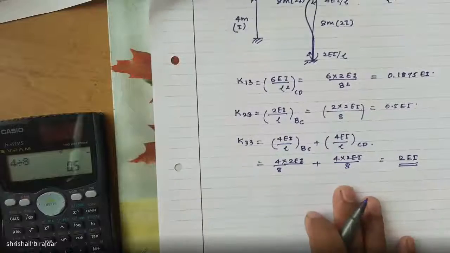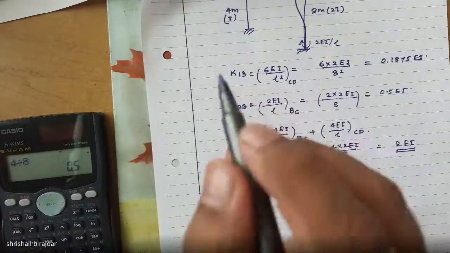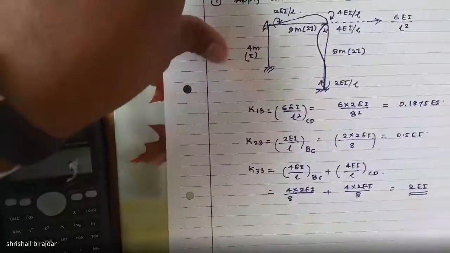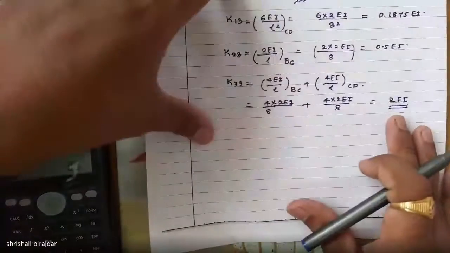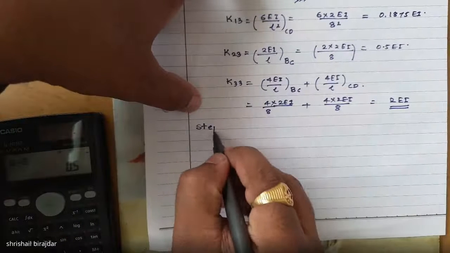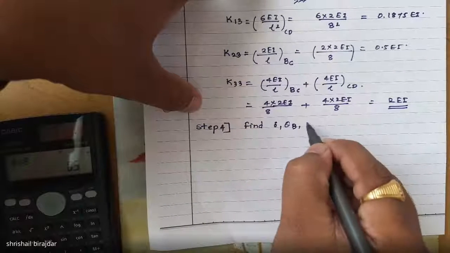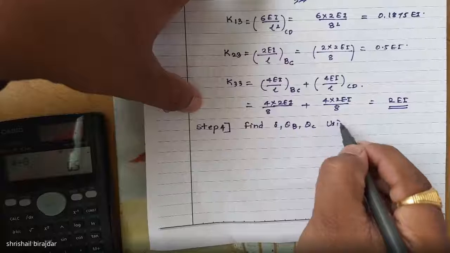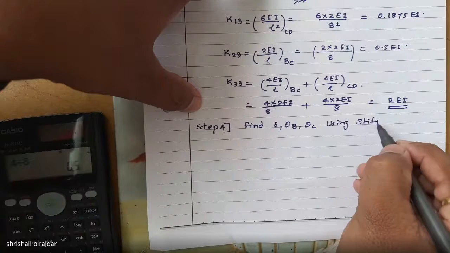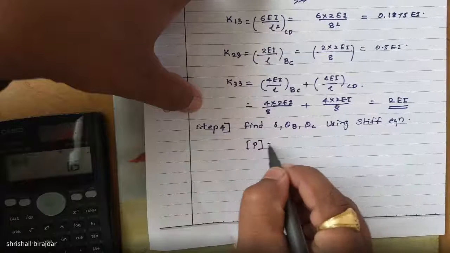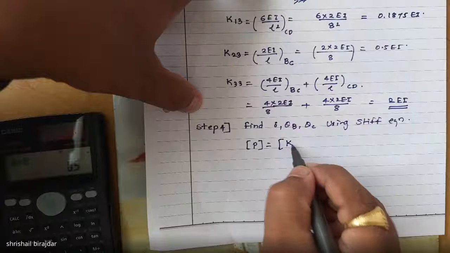Finally, we'll get all the coefficients. After that, next step, please recall the next step. If you remember, step number 4: stiffness equation, find unknowns. Find unknowns delta, theta B, theta C using the stiffness equation. What is the stiffness equation? P is equal to K delta.